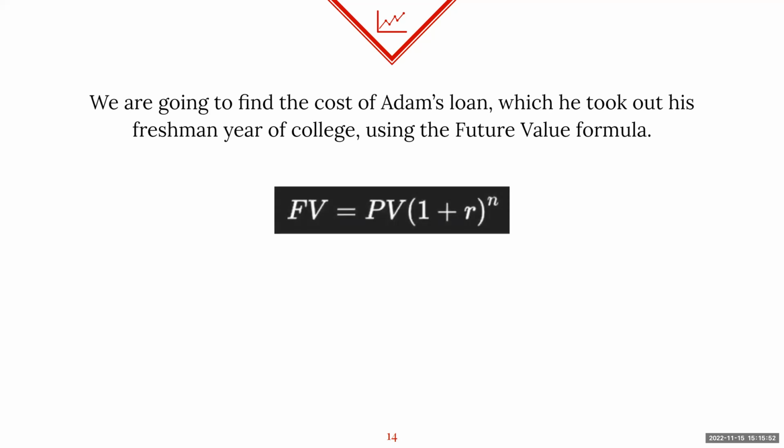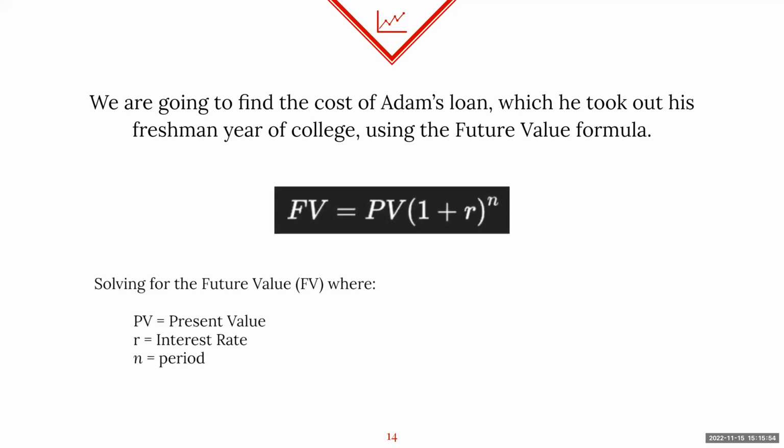Now, the future value formula: we're trying to find the future value of an asset based on a number of years and the interest rate in the period. So this is the formula. We're going to take the present value and multiply it by 1 plus the interest rate to the power of n, or the number of periods that we're going to go through.